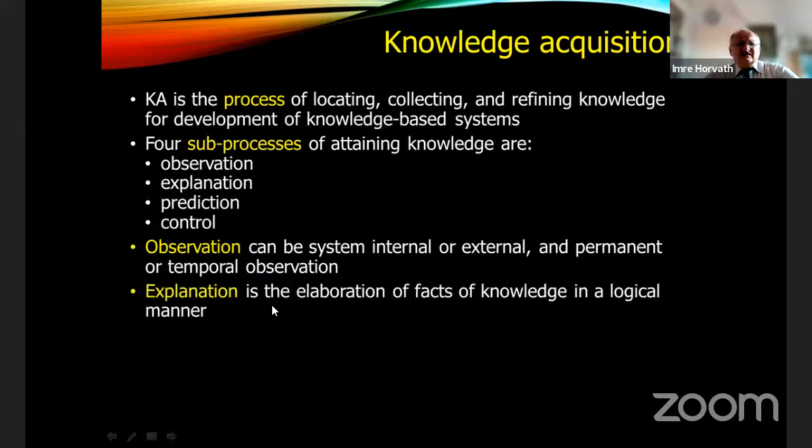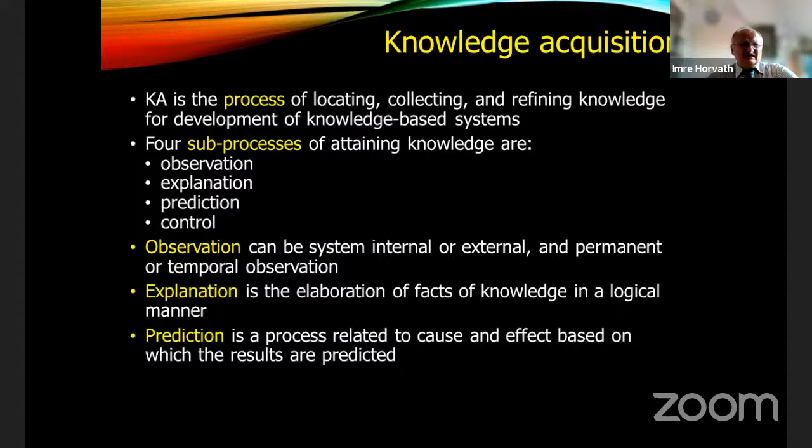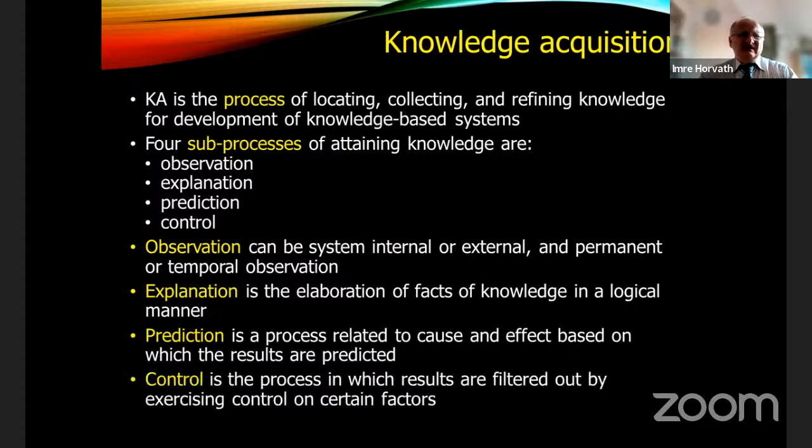Explanation is also a knowledge acquisition form, which means the elaboration of facts of knowledge in a logical manner for a series of events, what the cyber-physical system executes. Then prediction is a process related to cause and effect based on which the results can be predicted. And then obviously the knowledge, what was used for this particular prediction, these are elicited.